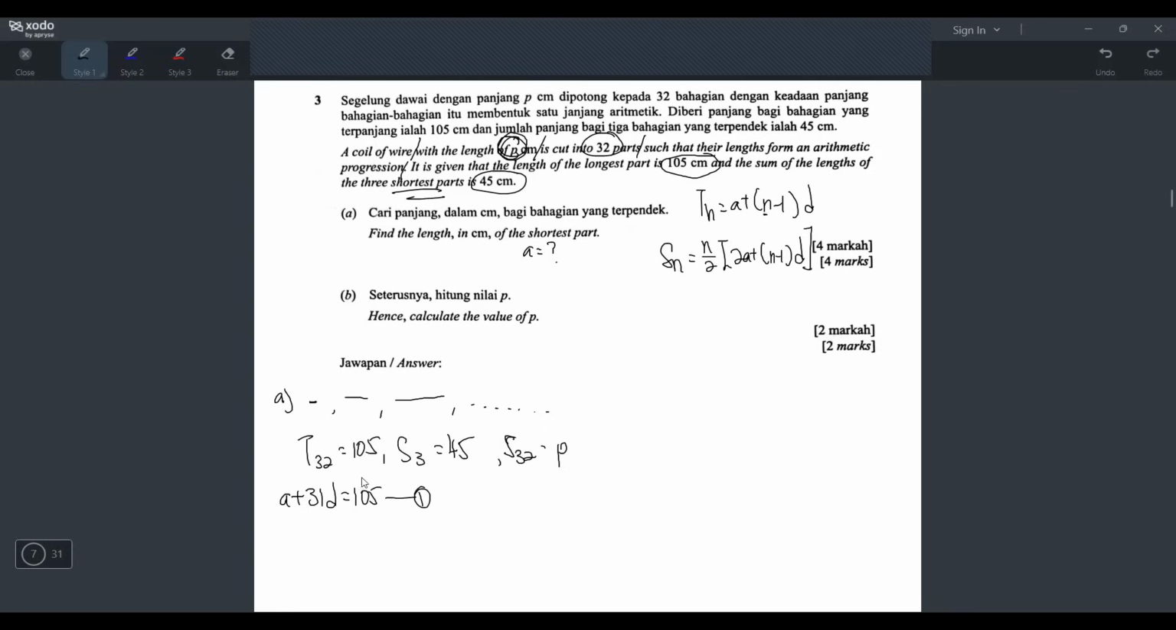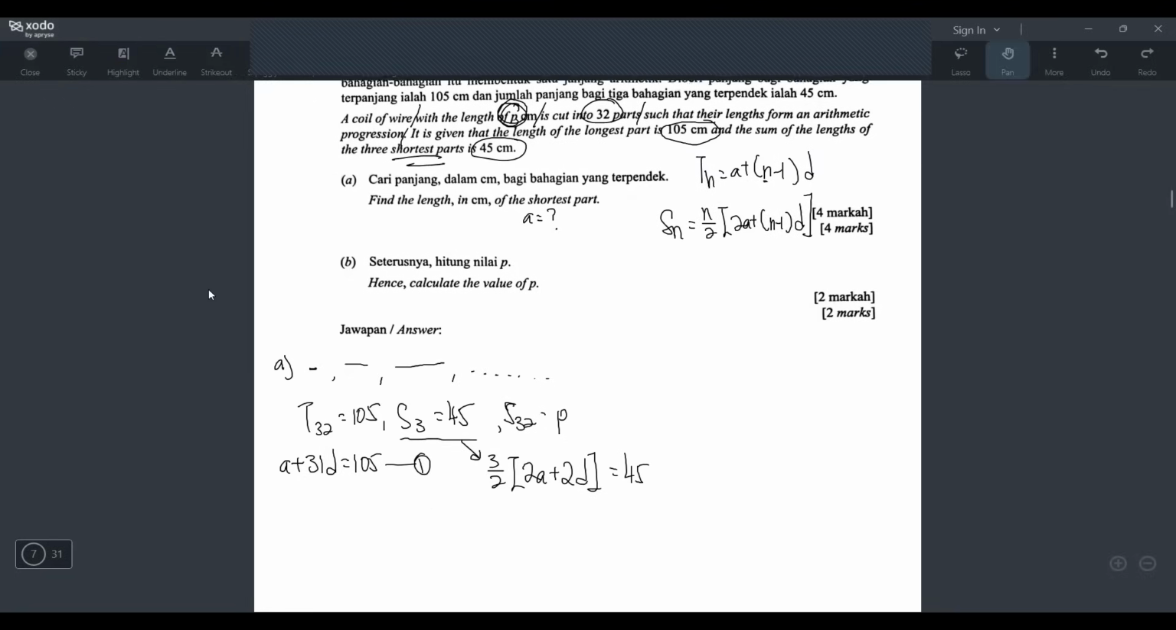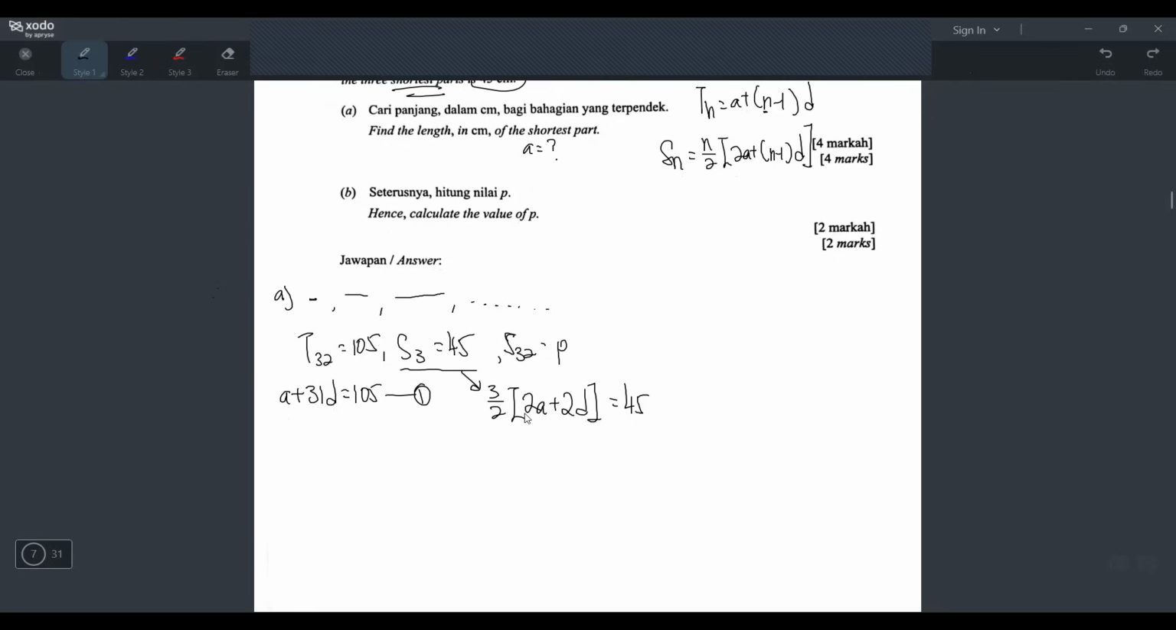All right, what about S3 equals 45? You can use this formula also. So now it becomes n over 2, but n is 3, right? So 3 over 2, big bracket, 2A, but A we don't have, so we just write A, plus (n minus 1), n is 3, so 3 minus 1, straight away write 2. D we don't know, so just write d, equals 45, right? At this point, you can simplify a bit: 2A plus 2d.